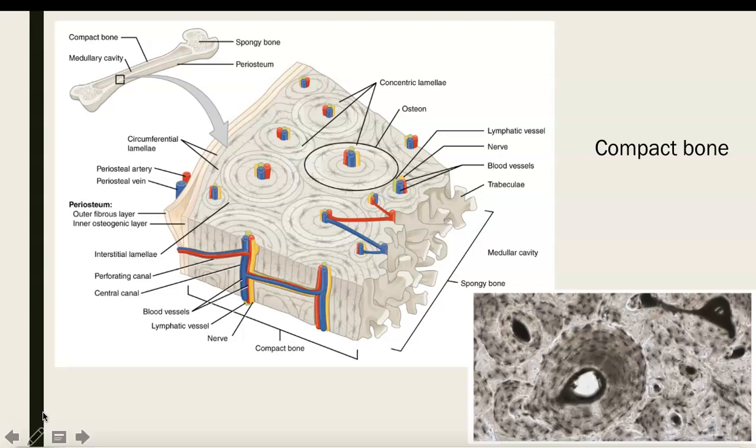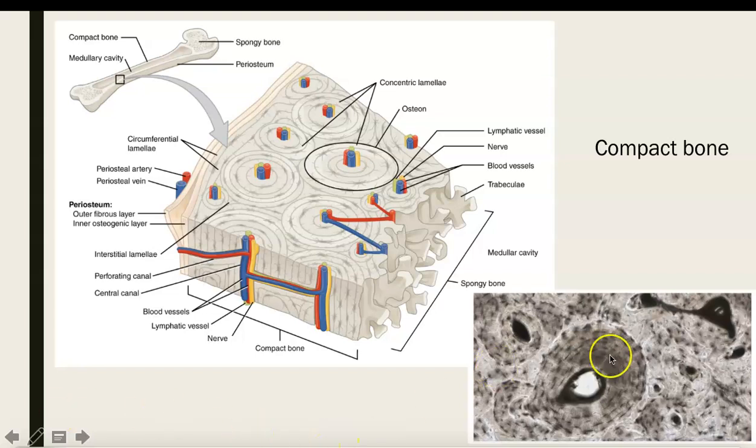So in the second video here, what I would like to talk about is the microscopic anatomical structure of compact bone and of spongy bone. And so we're going to begin with compact bone. When you get a chance to look at these microscopically, you take a microscope, you take a section of bone and look at it. Compact bone is one of the easiest things for any student to recognize.